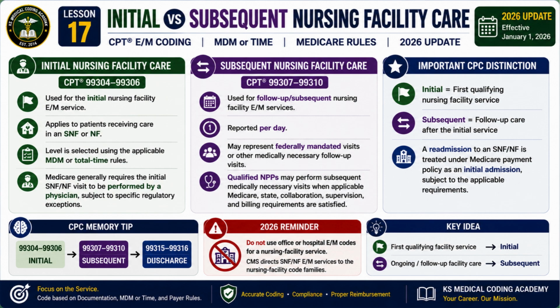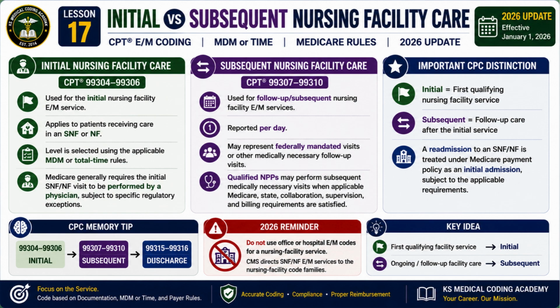For Medicare, remember that nursing facility services are per-day services. The same nursing facility E/M service should not be reported more than once per day for the same beneficiary, provider, and date of service. A useful CPC memory trick is 99304 through 99306: initial. 99307 through 99310: subsequent. 99315, 99316: discharge. Also remember that a nursing facility setting requires the appropriate nursing facility E/M code family, rather than office or hospital inpatient E/M codes.